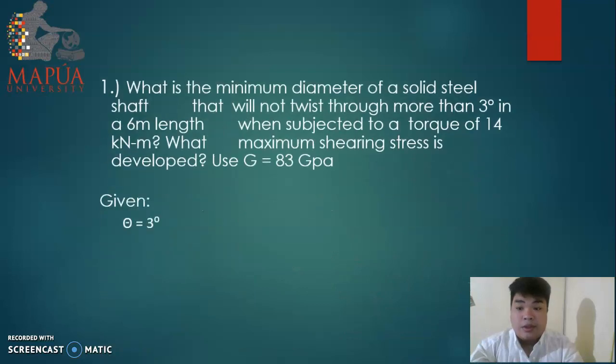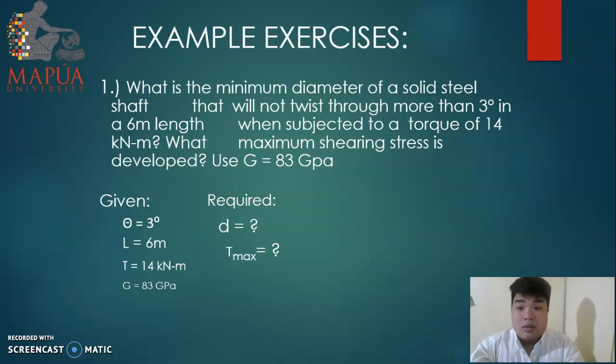So here's the first question. What is the minimum diameter of a solid steel shaft that will not twist through more than 3 degrees in a 6 meter length when subjected to a torque of 14 kN-m? What maximum shearing stress is developed? Use G equals 83 GPa.